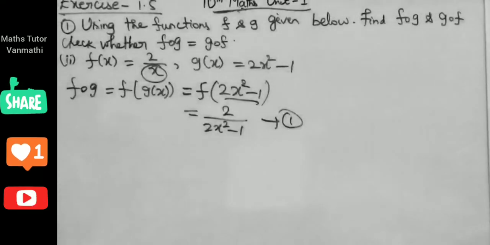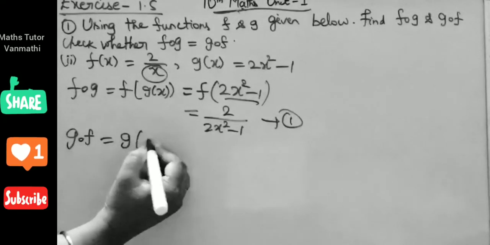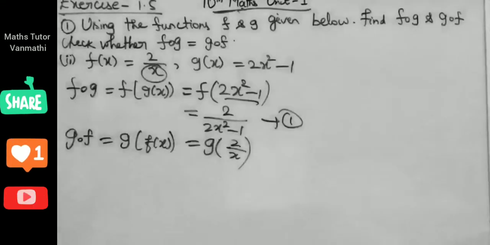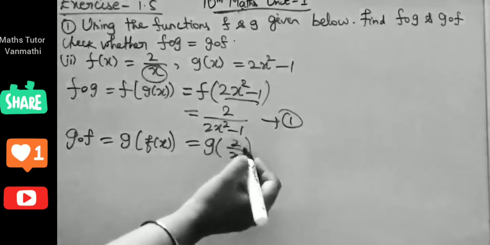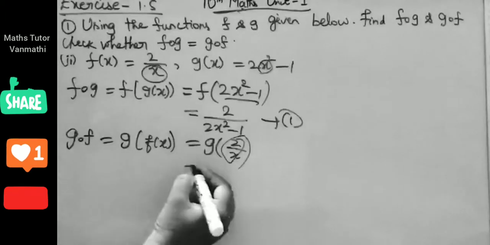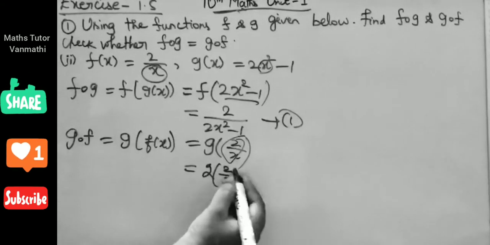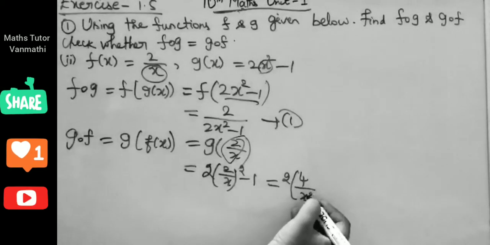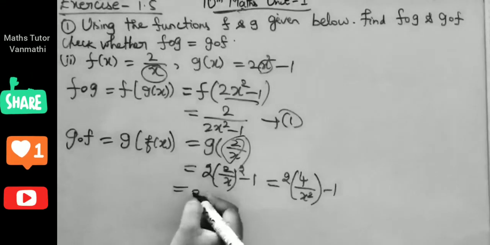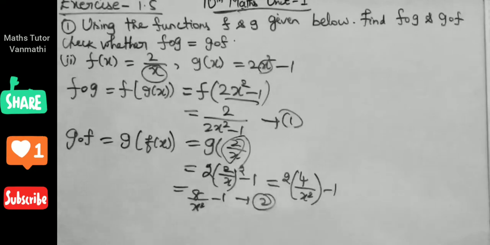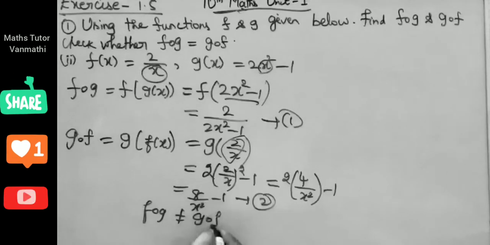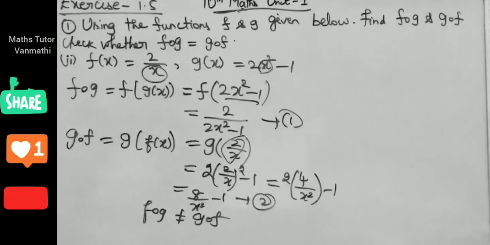This is your first. Next, consider g composite f, that is your g of f of x. Then f of x is your 2 by x, and g of x is your 2x square minus 1. Replacing this 2 by x in the place of x, you get 2 into (2 by x) the whole square minus 1. Simplifying, you get 2 into 2 square is 4 divided by x square minus 1, so you get 8 by x square minus 1. This is your second equation. From 1 and 2 we can say that f composite g is not equal to g composite f, because both are not same.